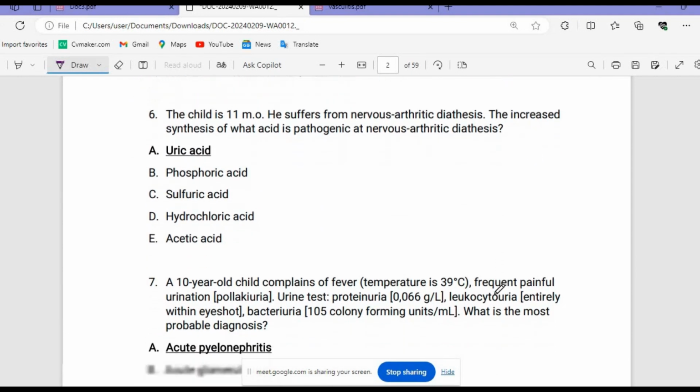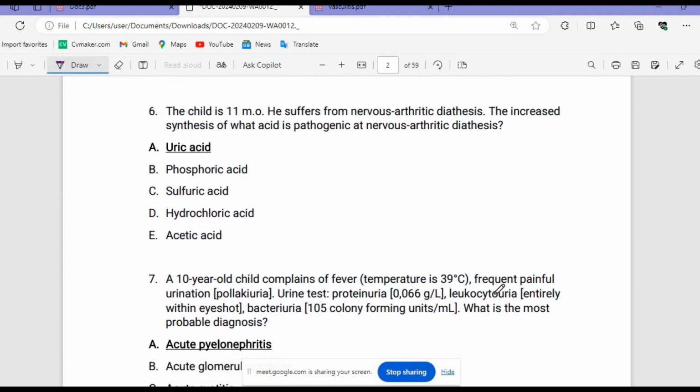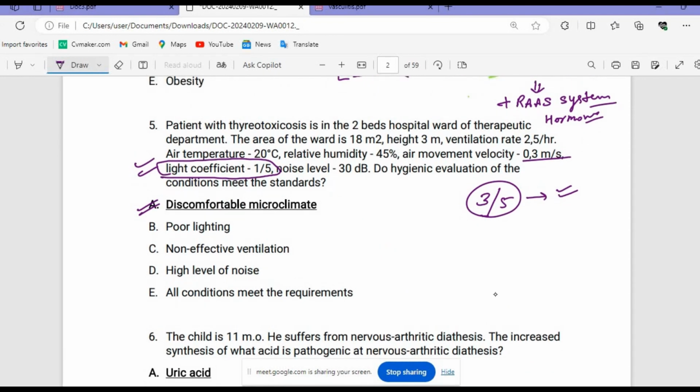Now question number 6: the child is 11 months old, he suffers from nervous arthritic diathesis. That is nothing. See, if you are getting the normal, that is the normal light coefficient. All the hygiene questions I will put on the WhatsApp group, with explanations of all. Normal coefficient, you need to remember, is 3-5. But if you get the light coefficient 1/5, there is a discomfortable microclimate.